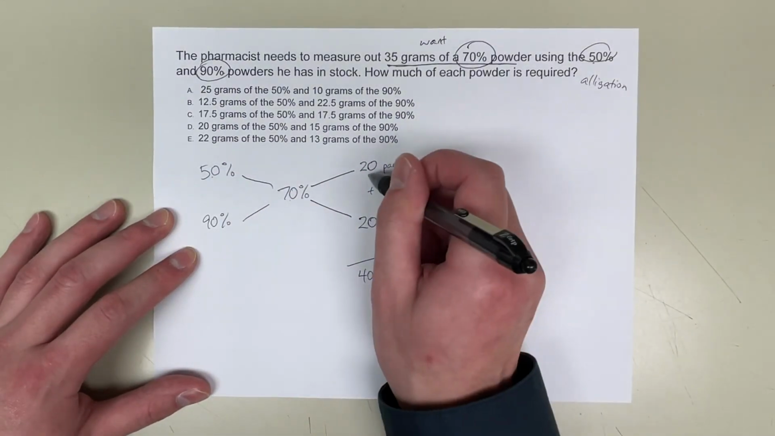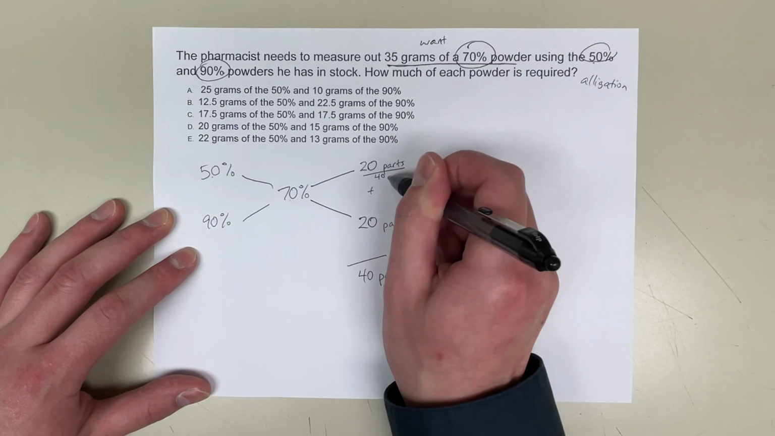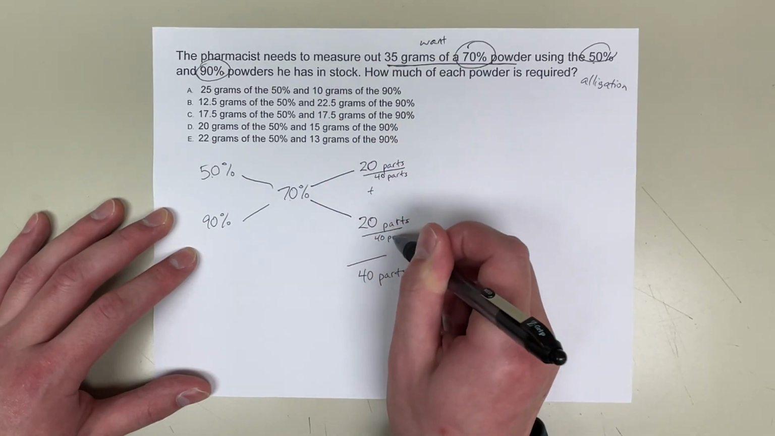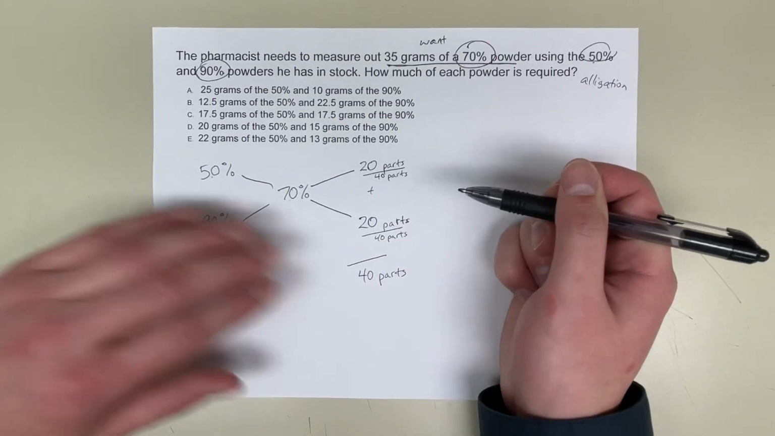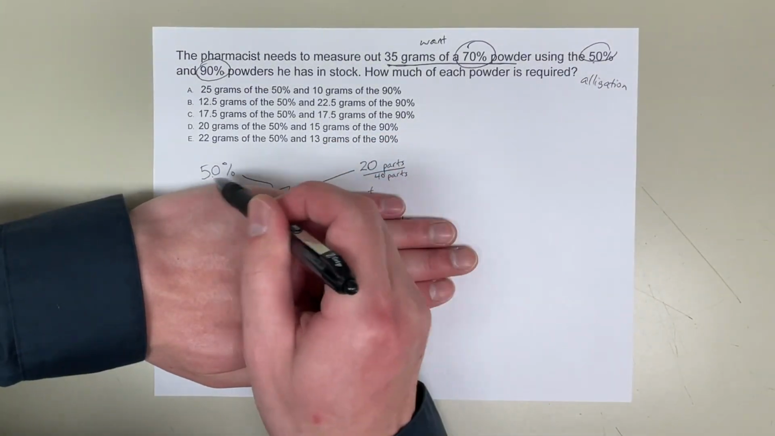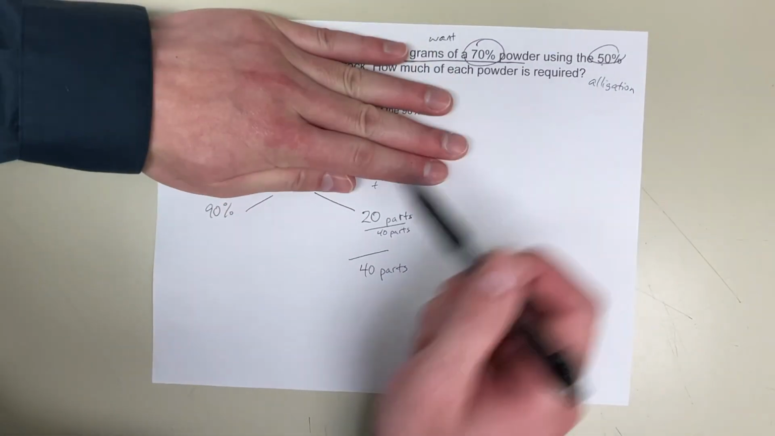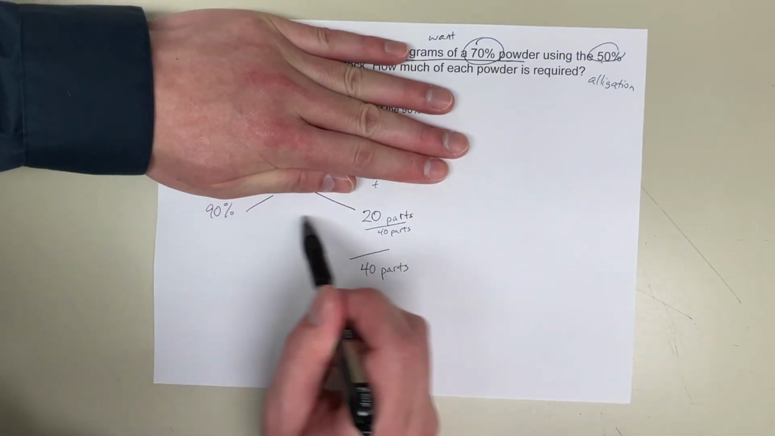So what I like to do, I like to put the total over here, over 40 parts. Put this over 40 parts, right? So this top half here represents how much of the 50% powder we're going to use, and this bottom half here represents how much of the 90% powder that we're going to use.